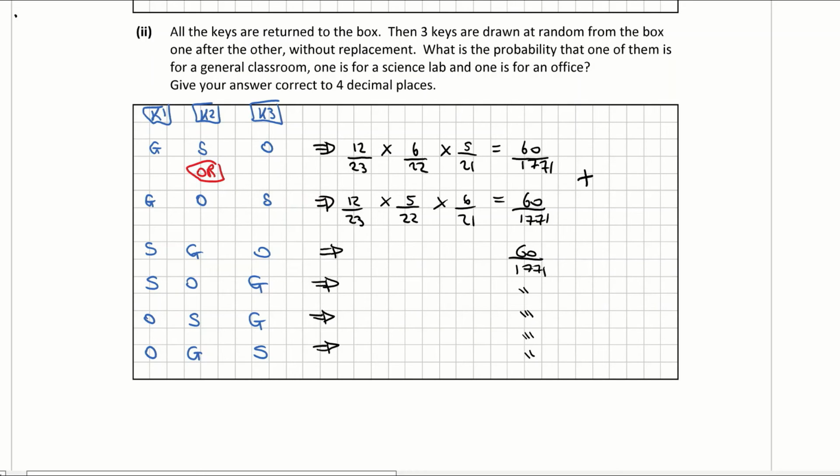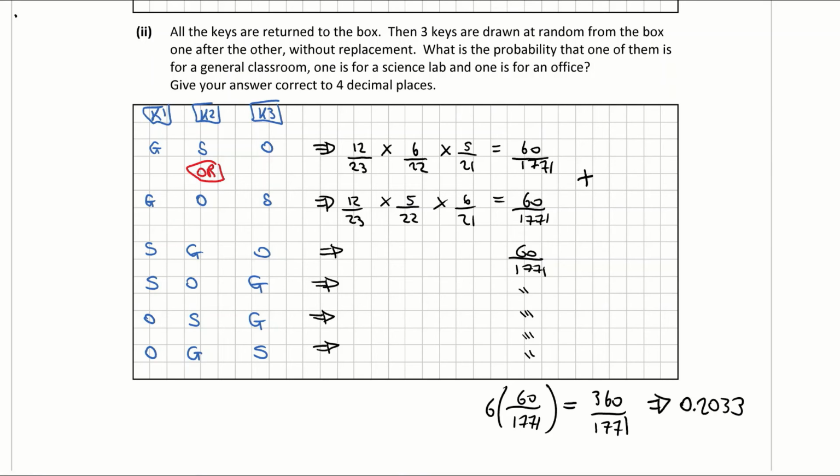Basically, I have it 6 times. So I'm going to cut a little corner here, just go 60 over 1,771 times by 6, which is giving me 360 over 1,771. And the question said 4 decimal places, so I'm going to hit my SD button on my calculator, which gives me 0.2033 as a decimal. And that's C part 2. That's the end of question 8.